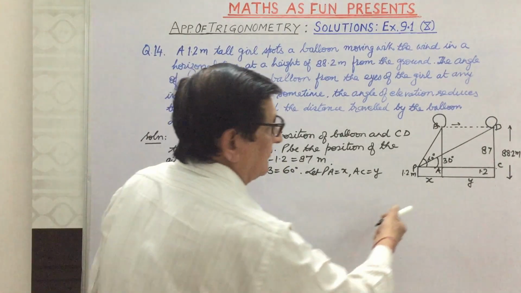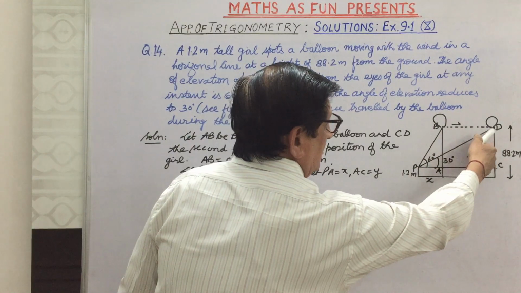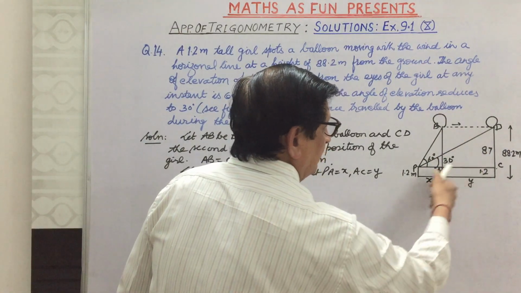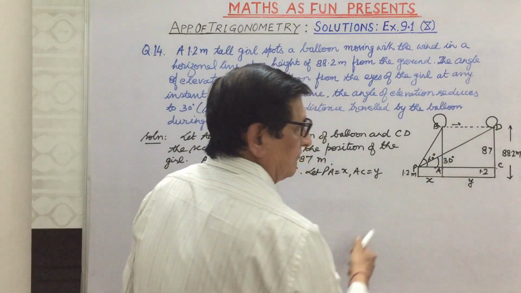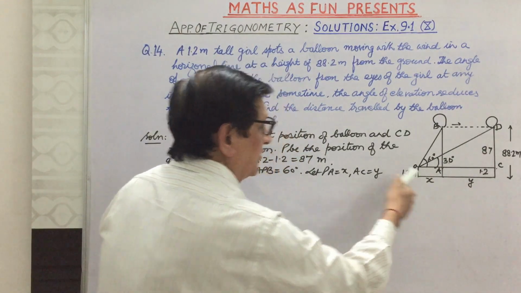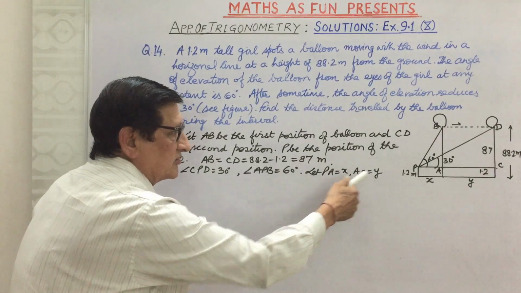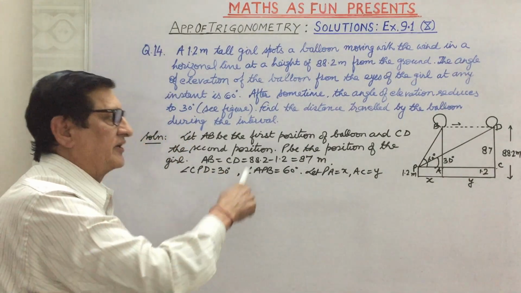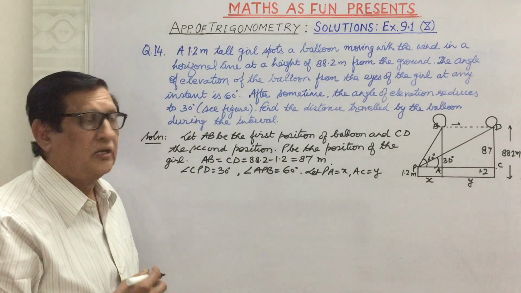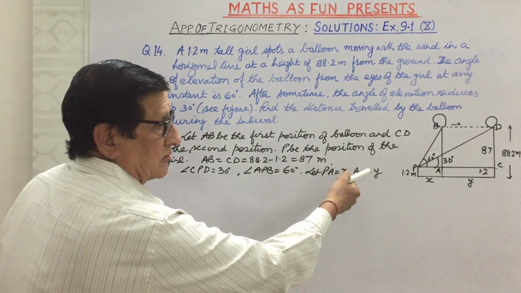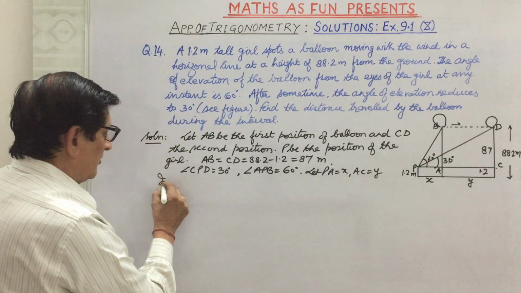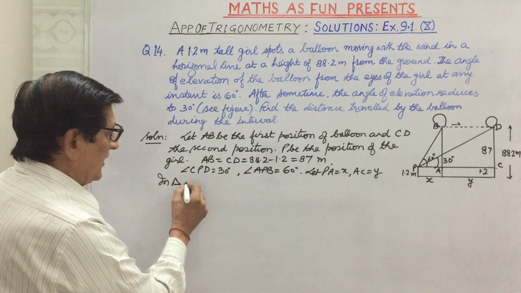Here we consider that the distance moved by the balloon is BD, that is equal to AC. Suppose AC is equal to Y, and distance AP is X. So PA we have considered as X, AC we have considered as Y. We have to find out the value of Y from this. So we use the triangles here. First we go in triangle PAB.